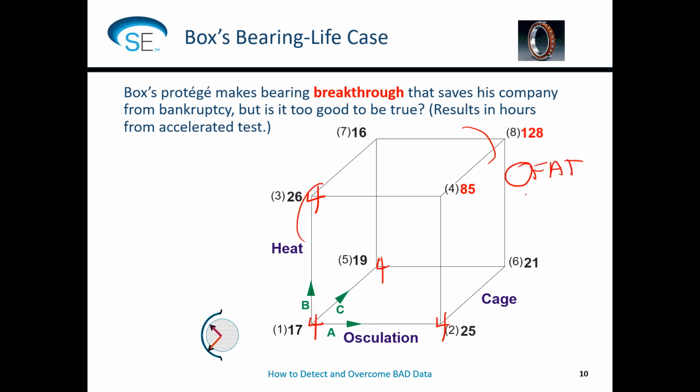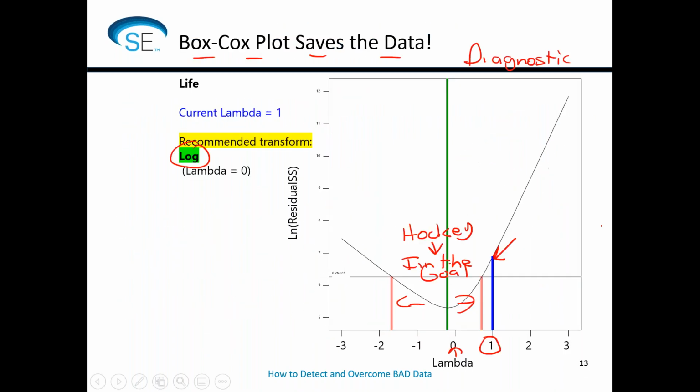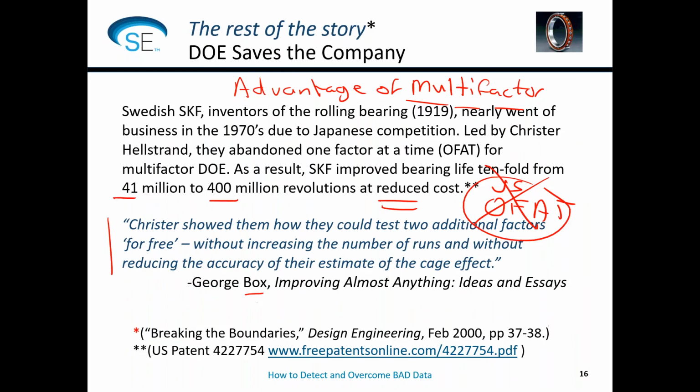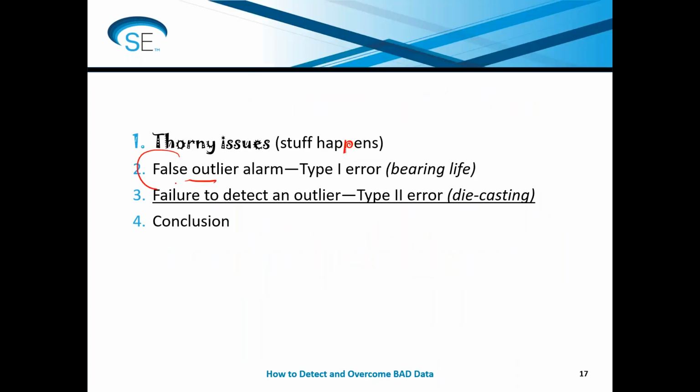So OFAT would take 16 runs to get the same power that the 2 to the K gets you in 8. So the efficiency is much greater, and you might look at it this way: for a given number of runs, if you're doing 8 runs, you could either just look at one factor with 4 each, or get 2 more additional factors for free. And of course, that's the key, is knowing that 2 factors interact. So that's my little story of how you have what looks to be an outlier, but it's false.